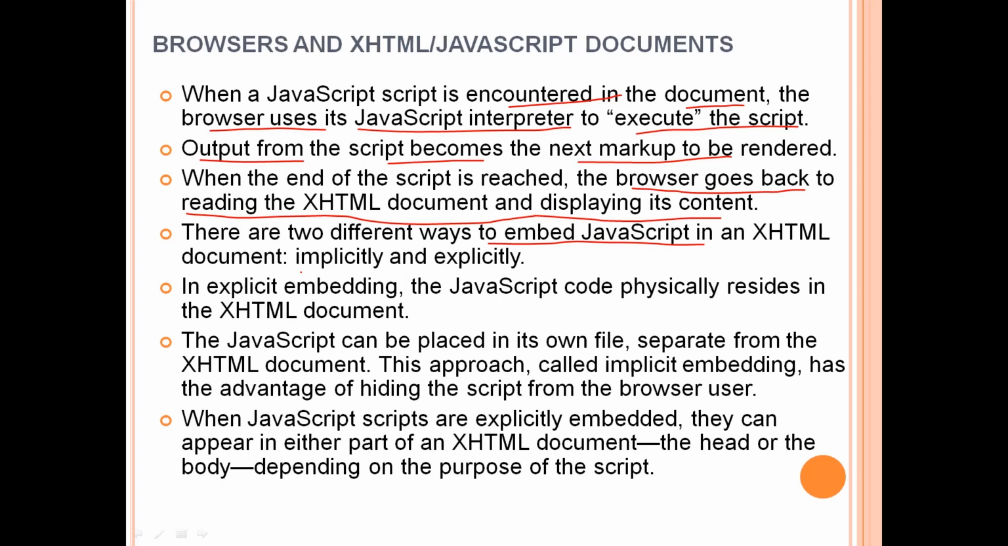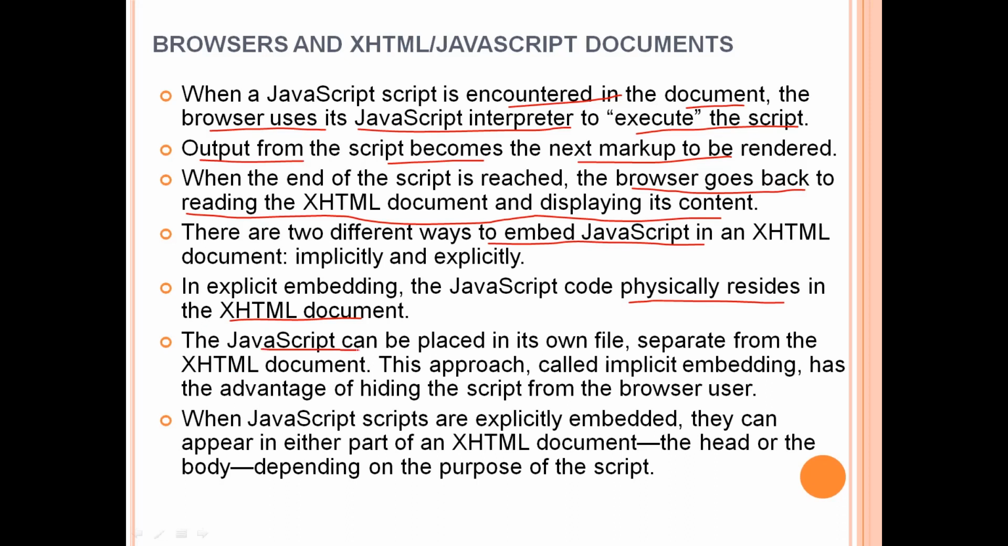In case of explicit embedding, that means we are adding the JavaScript code directly into the XHTML document, like we did in the last example program. Directly adding the code inside the XHTML document is called explicitly embedding the JavaScript code. So the JavaScript code physically resides in the XHTML document. And another is implicit embedding.